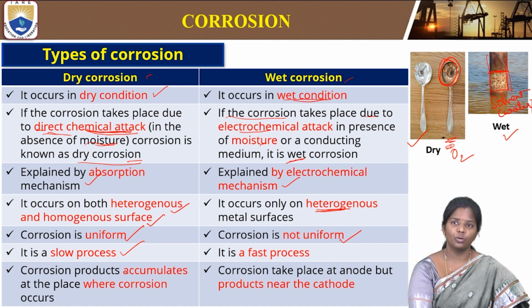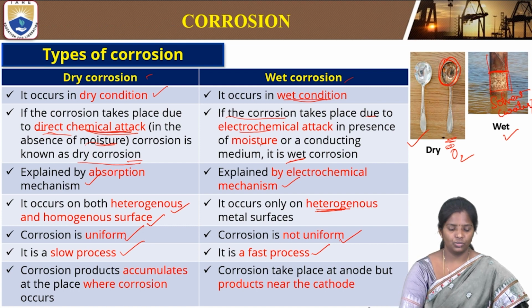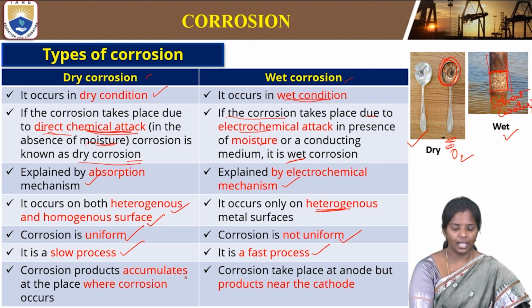Dry corrosion is a slow process, whereas wet corrosion is a fast process. Because of this anode and cathode formation, wet corrosion is faster than dry corrosion. Then the corrosion products accumulate at the place where corrosion occurs.